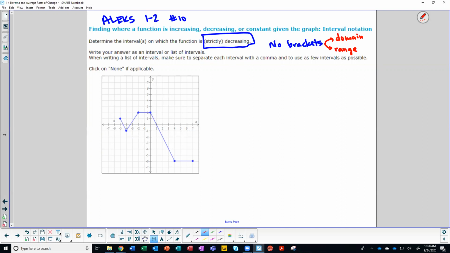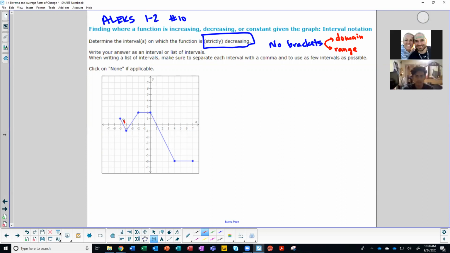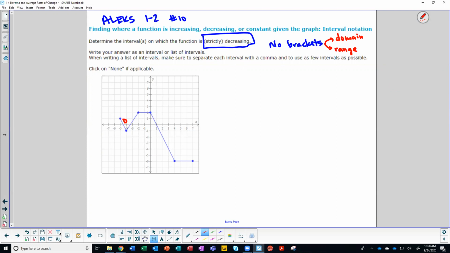Okay, so let's look at this first piece. We're going to look left to right. When you're checking with interval notation, you always work smallest numbers to biggest numbers, and this is going to go off of x value. So the first piece, looking left to right, is that going up or down? Down. So we're going to call that decreasing. Second piece. What's happening here? Up. And that's increasing. This one? Constant, flat. This one? Decreasing. And finally, this one, constant.